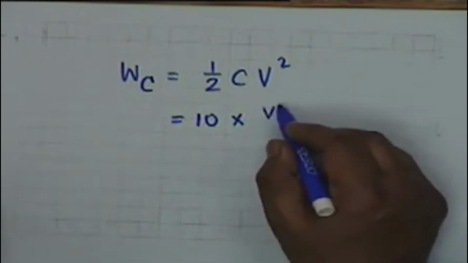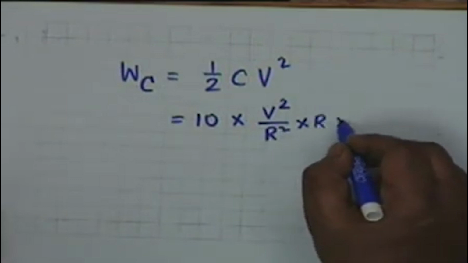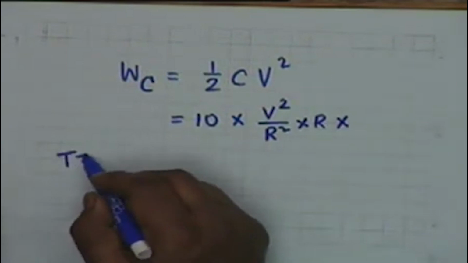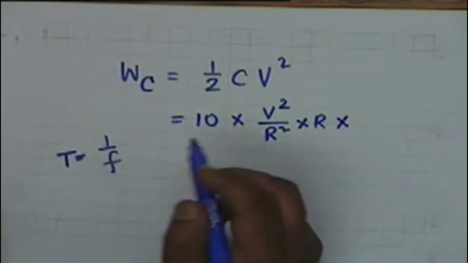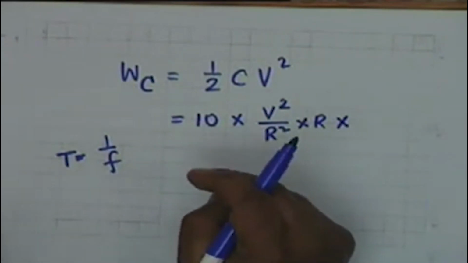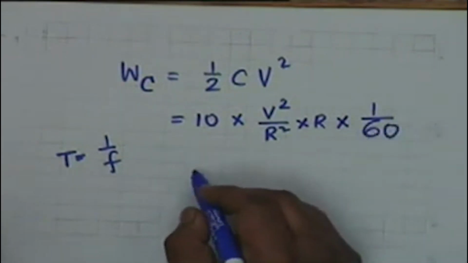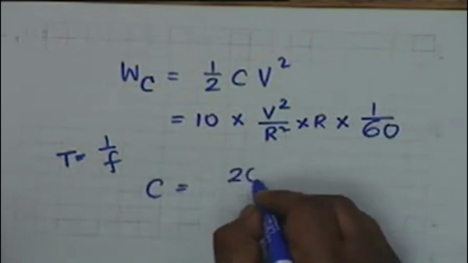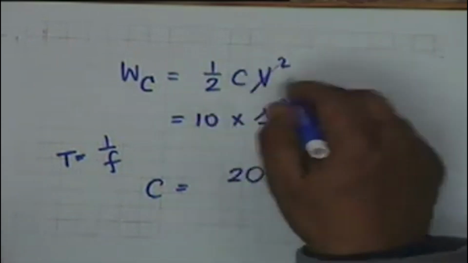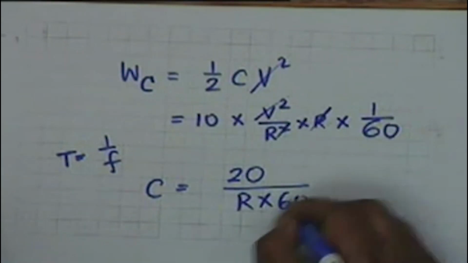I squared R T, but I squared is V squared divided by R squared, times R times T, capital T. Now what is capital T? Capital T is 1 over F, where F is the frequency, cycles per second. So it would be 1 over 60, and therefore I get C as equal to 20. V square and V square cancel. C is 20 divided by R times 60.